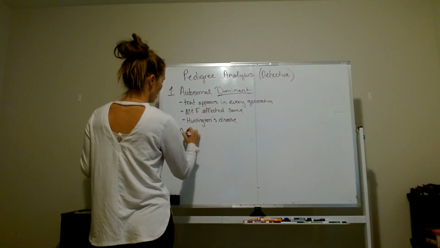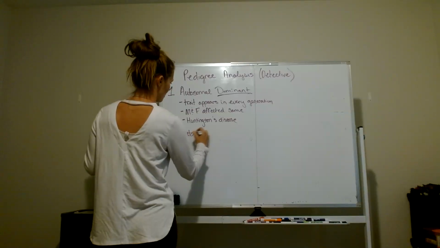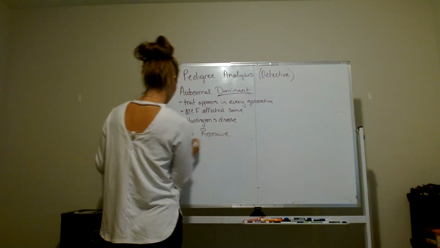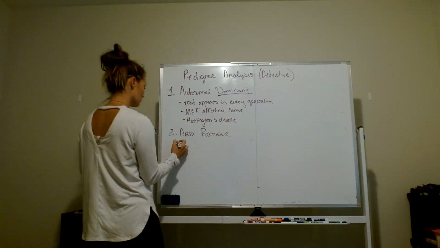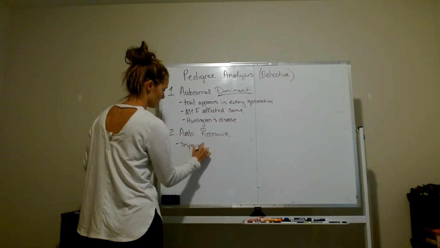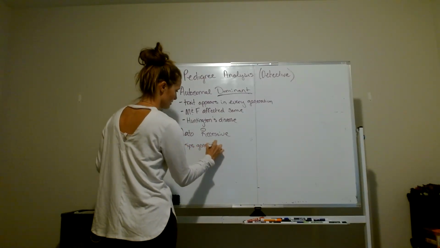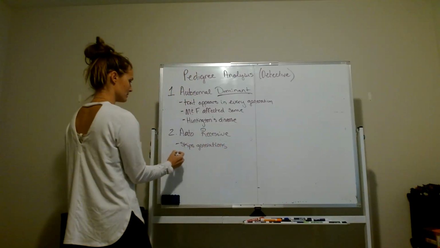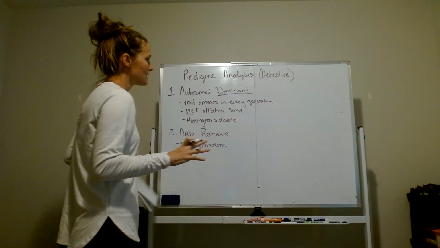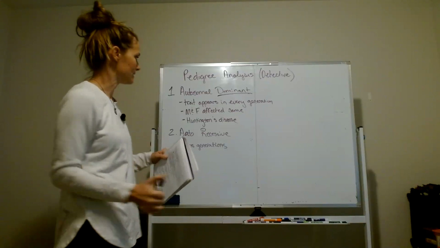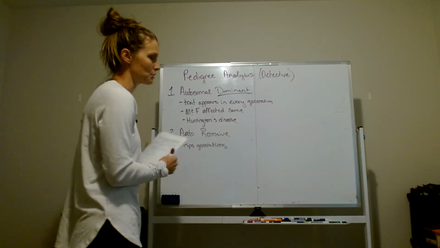So the second one is autosomal recessive. I'm just going to put auto recessive just to save time. Okay. Auto recessive. So this skips generations. This skips the generations. And you guys, in your lab, there will be a video with more on this, so you can see what this actually looks like.